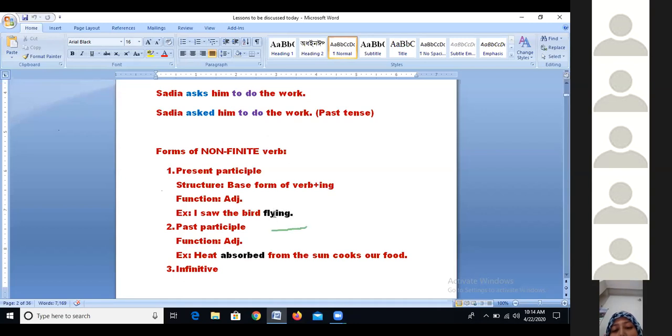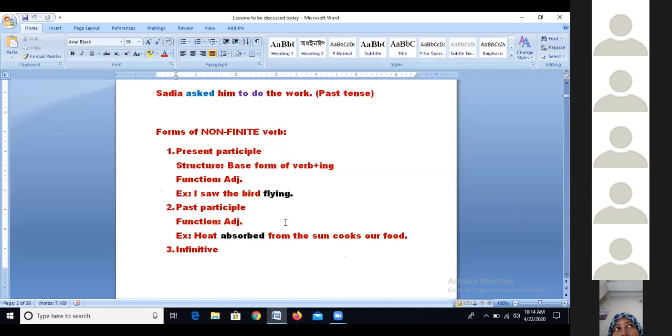Now what function does it do? It does the function of adjective. How? Because it shows the condition of the bird. So I saw the bird in what condition? In flying condition or flying situation. For that reason, flying is doing the function of adjective. So present participle is a non-finite verb. It is a form of non-finite verb.